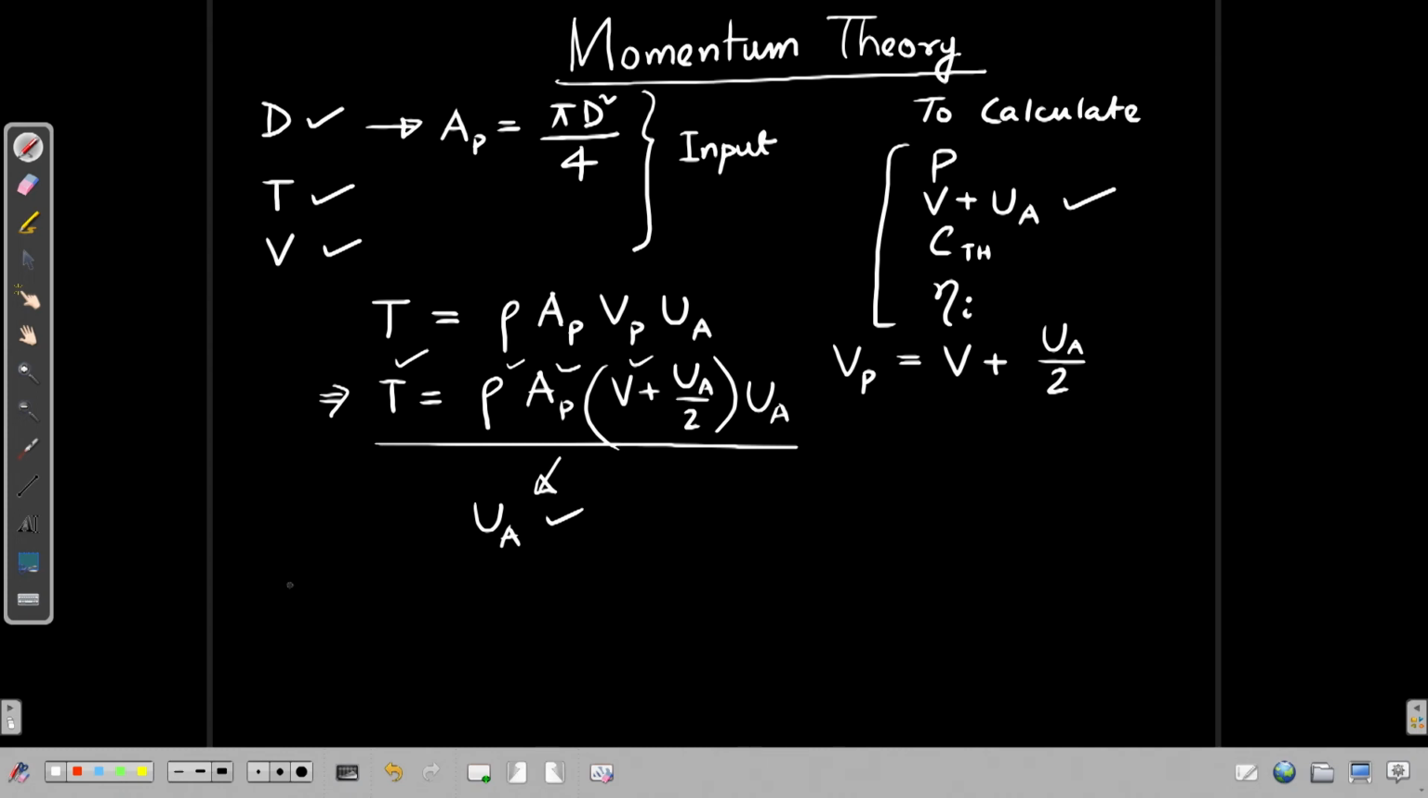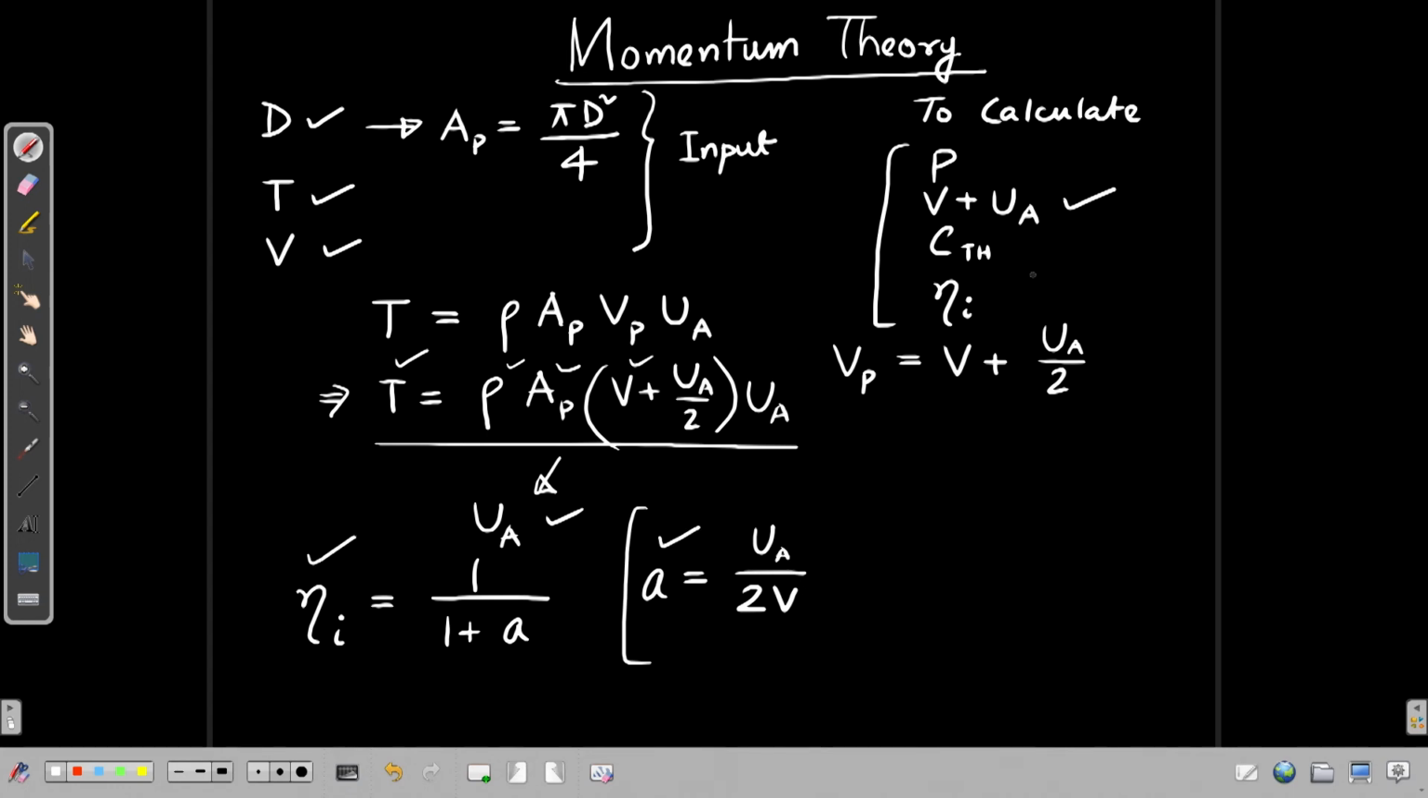Next, eta I is given by 1 by 1 plus A, where A is the fraction given by UA by 2V, which is UA by 2, the axial induced velocity at the propeller plane, divided by the advance velocity V. Now, once we have computed UA, we can calculate this fraction A, and this gives us the value of eta I. So, this part is done.